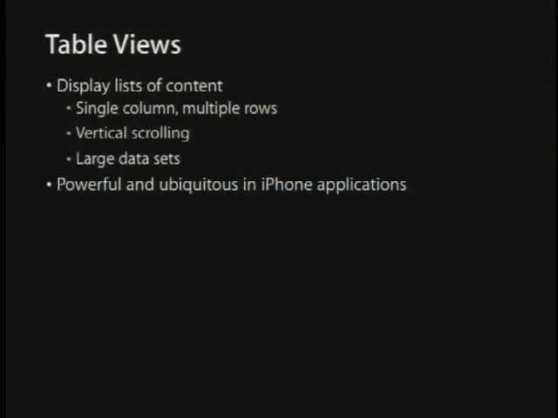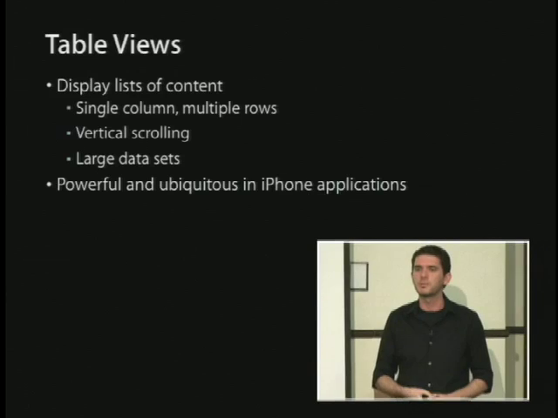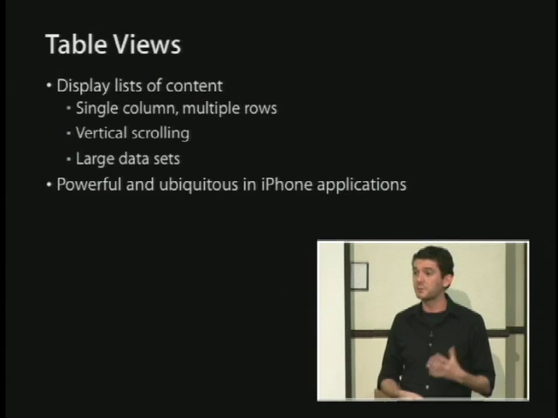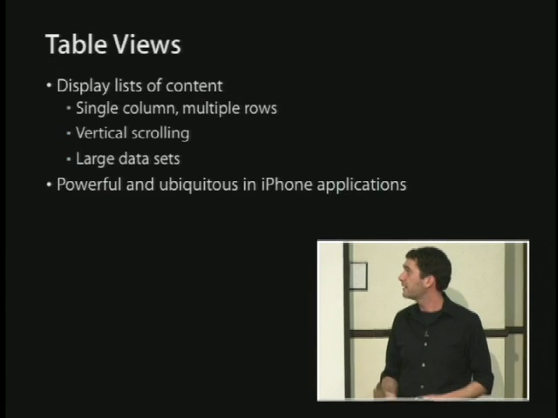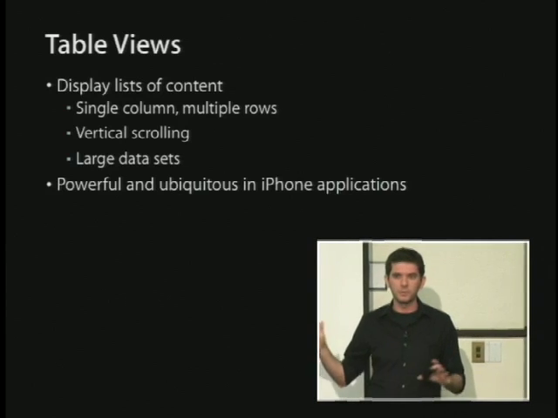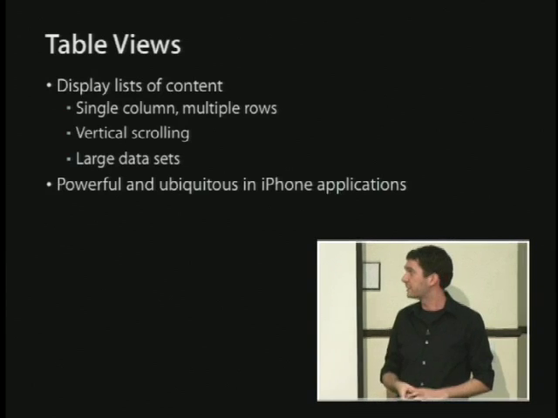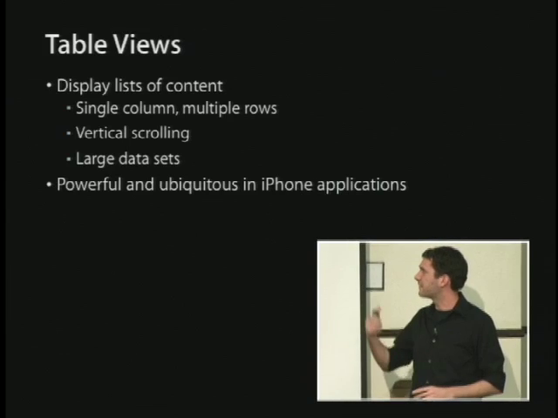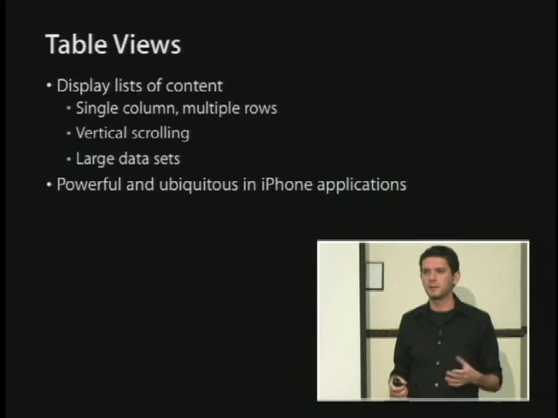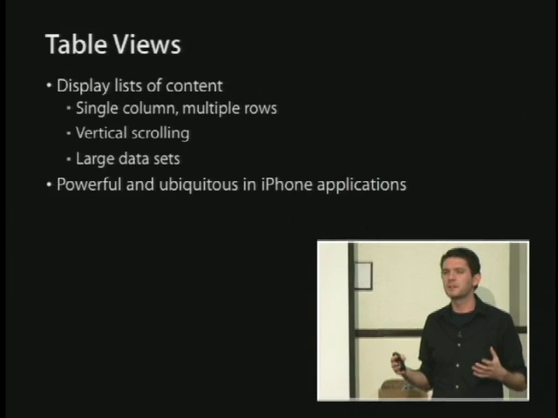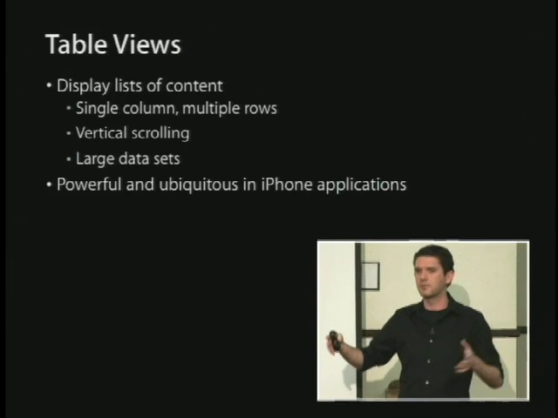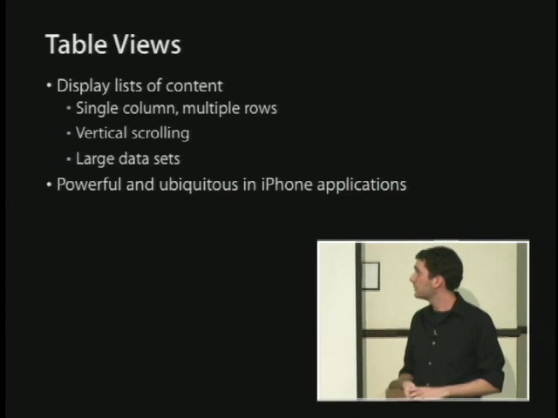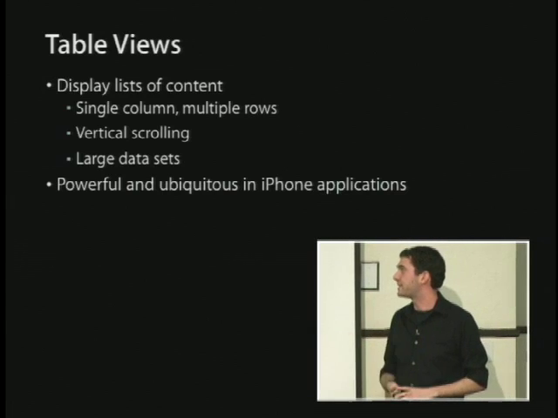Okay, so table views, they display large amounts of data. That's what they're really designed and optimized for. They've been tested with tens of thousands of rows. They're definitely optimized for displaying large quantities of data. They're vertically scrolling. They don't support horizontal scrolling, just a vertical list. And to that end, they're only single column. They don't really have built-in support for multiple columns of data because they're really limited to the width of the device. And as I said, large data sets.